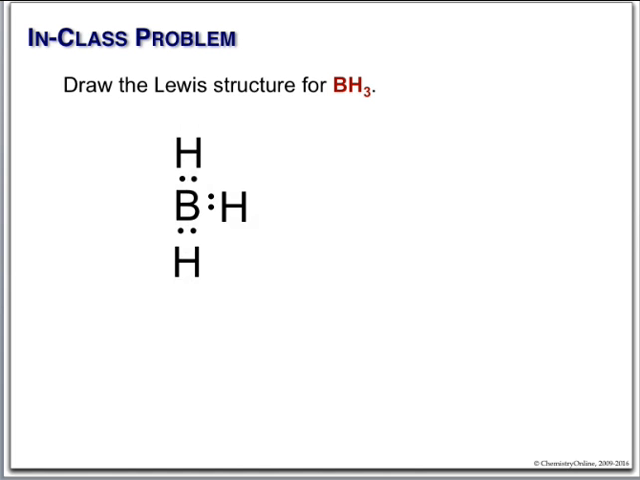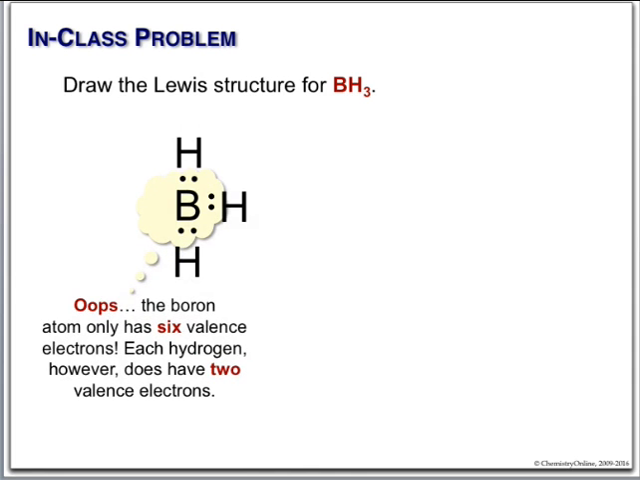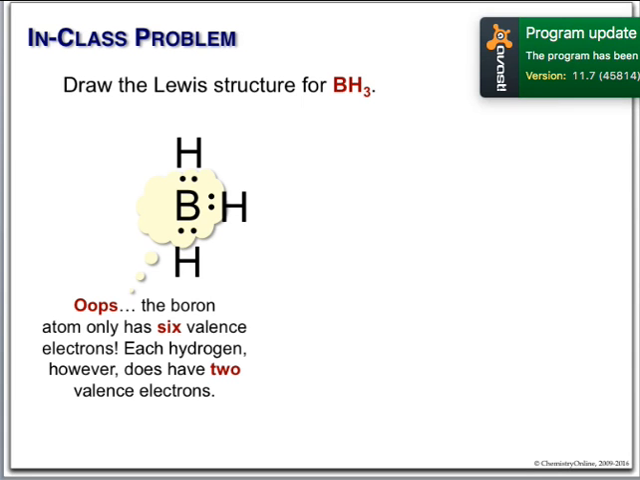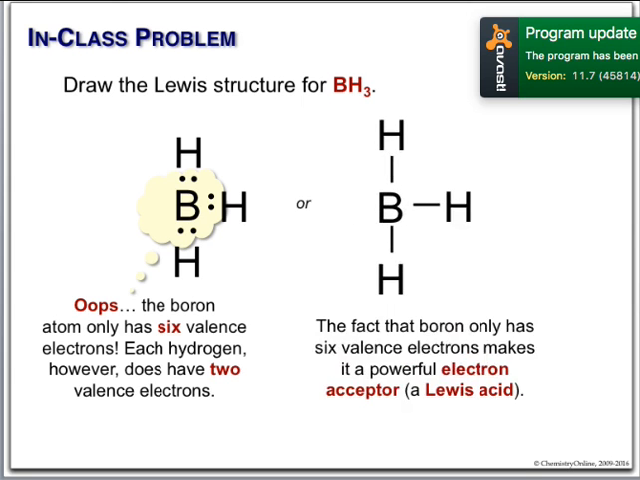But if you count up, this poor boron only has 6 electrons. Each hydrogen has 2, like it's supposed to, just like helium up here. Goes from hydrogen to helium. But the boron is stuck with only 6. And there's nothing we can do about it, is there? There are no other electrons around that we can mess with to give this poor guy more electrons. This is an example of a compound where we have too few electrons.